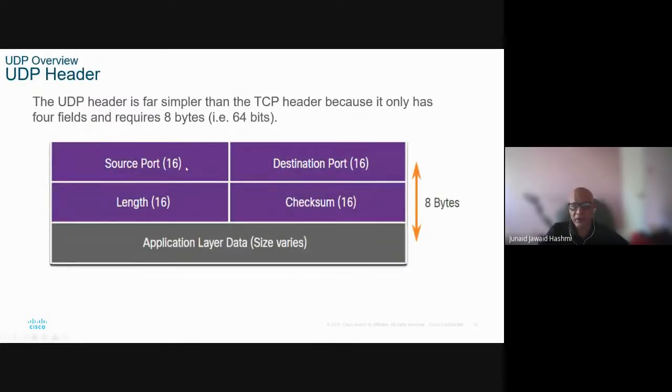If you look at the UDP header, it's much smaller compared to the TCP header. The only reason it's smaller is because it does not do all of the things that TCP does, so it has less to perform. It still has a source port and a destination port, and the length, and it's much smaller. It's 8 bytes.